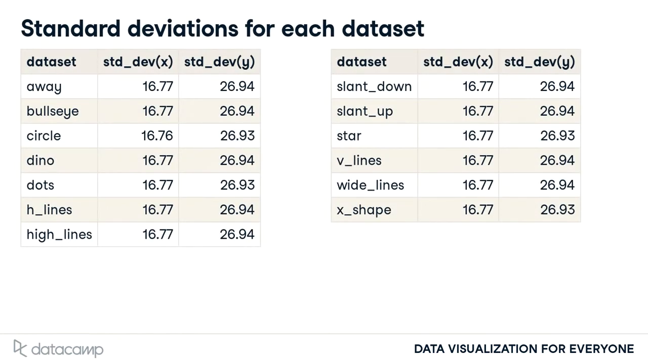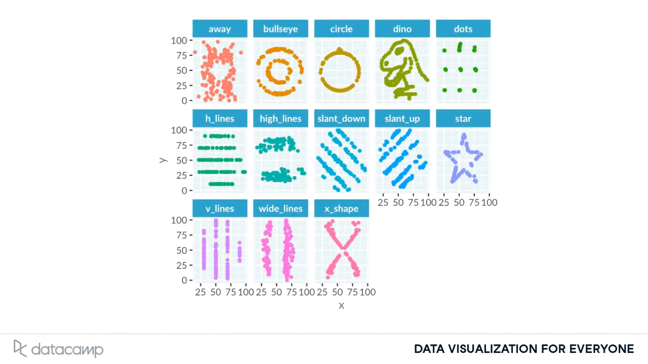Similarly, we can look at the variation of the x and y values by calculating the standard deviation for each dataset. Variation describes how spread out values are. Each dataset has the same standard deviation for x and y. Here's the scatter plot of each dataset, and even a quick glance shows what the calculations failed to. That is, each dataset is completely different.